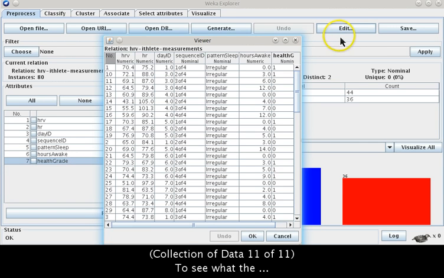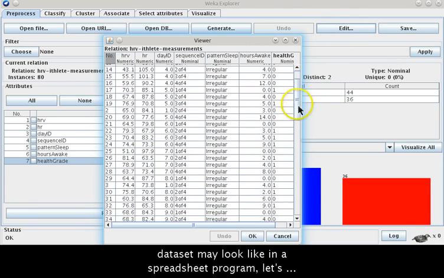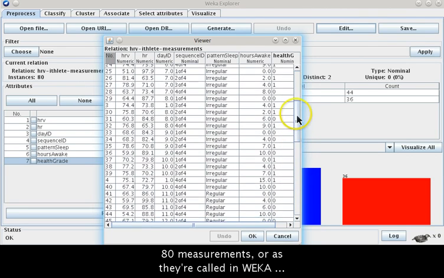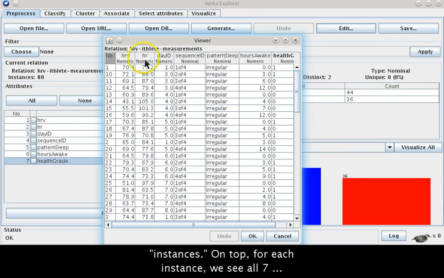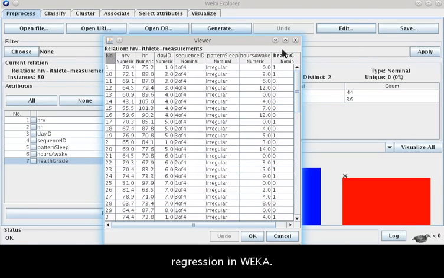To see what the data set may look like in a spreadsheet program, let's click Edit. Scrolling down, we see all 80 measurements, or as they're called in Weka, instances. On top for each instance, we see all 7 of what are called in Weka attributes. But this is the kind of terminology you don't care about until you see Weka in action. Let's start with logistic regression in Weka.